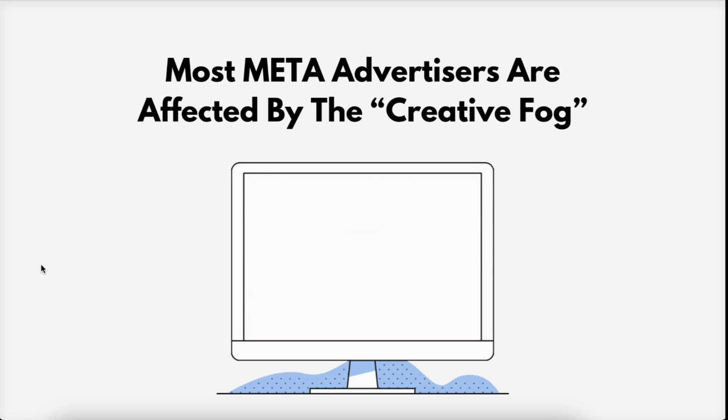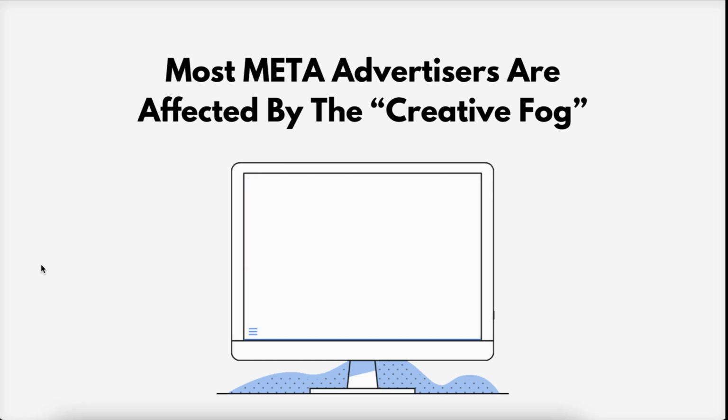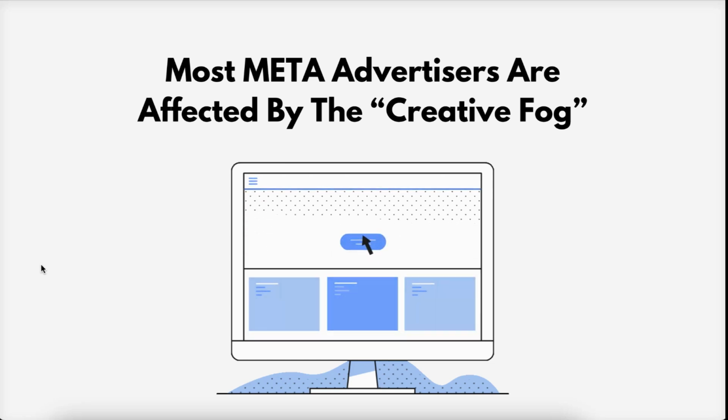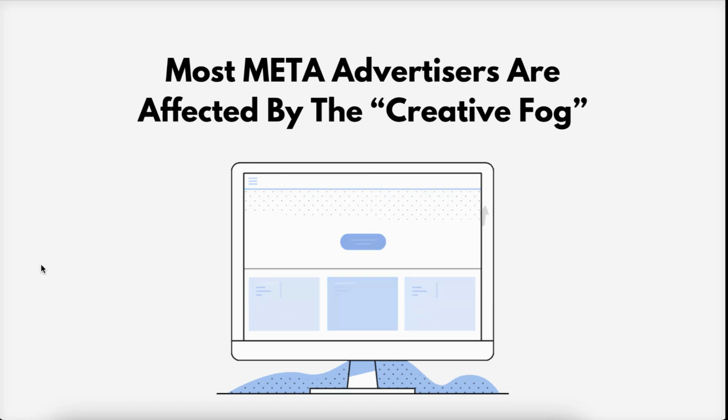If you advertise on Facebook, you are likely affected. So, what is the creative fog and how is it affecting advertisers? We'll get to know that in a minute, but first, you should know that if you're affected, you could be paying as much as 5 times more per click and you'll be getting fewer sales or conversions.